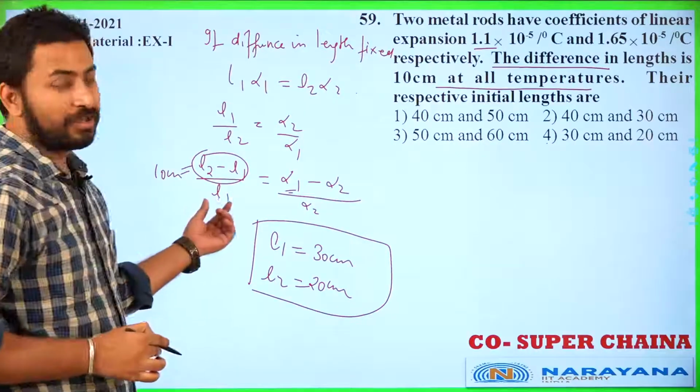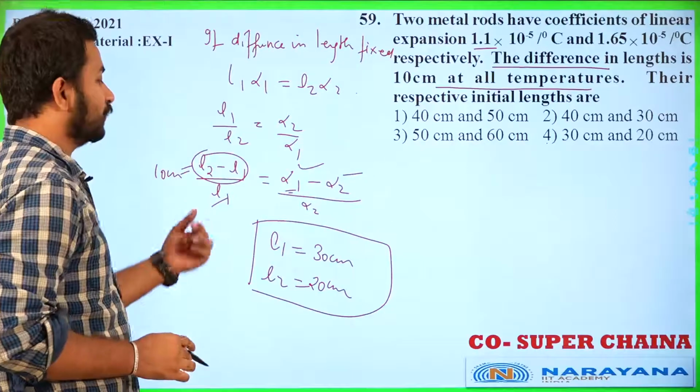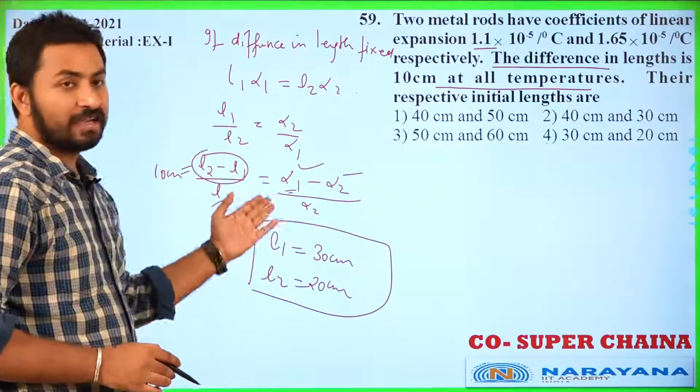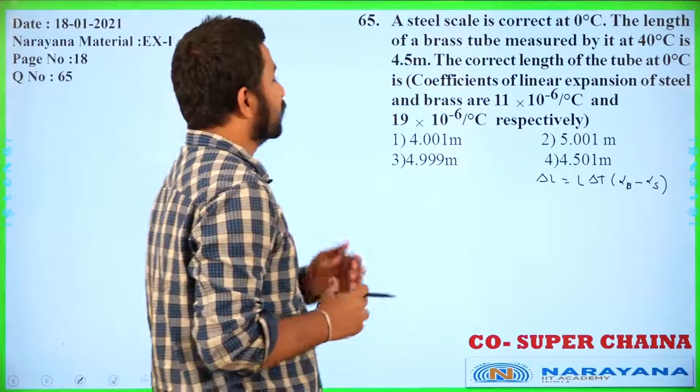So just substitute the values here, alpha 1, alpha 2, and L1 you need to calculate. So L1 will be coming, and from that we can calculate L2. So this is how you have to proceed. Let's check the next one.